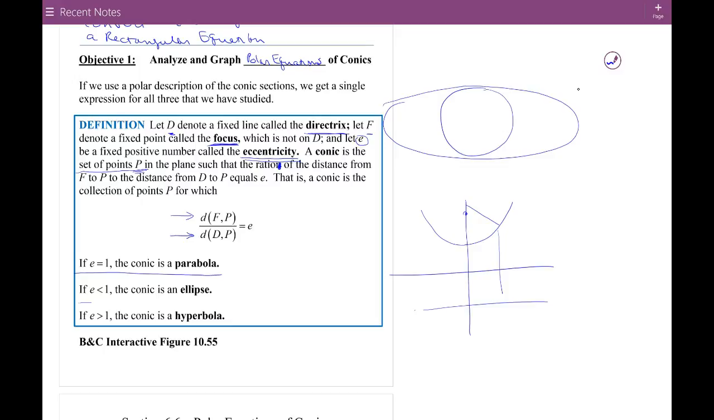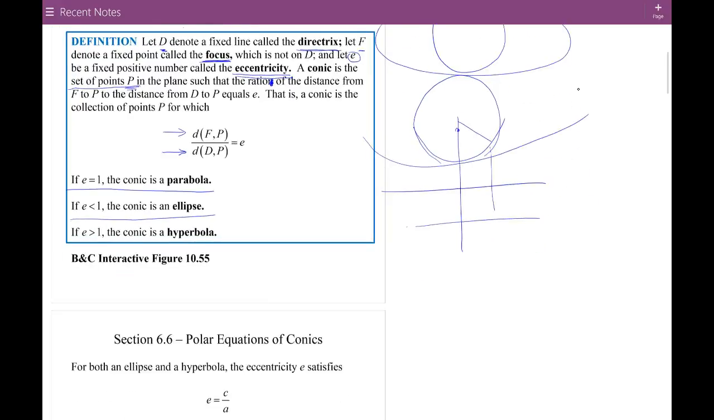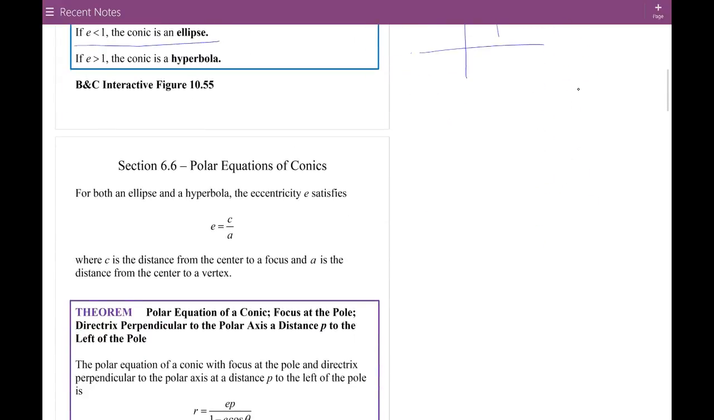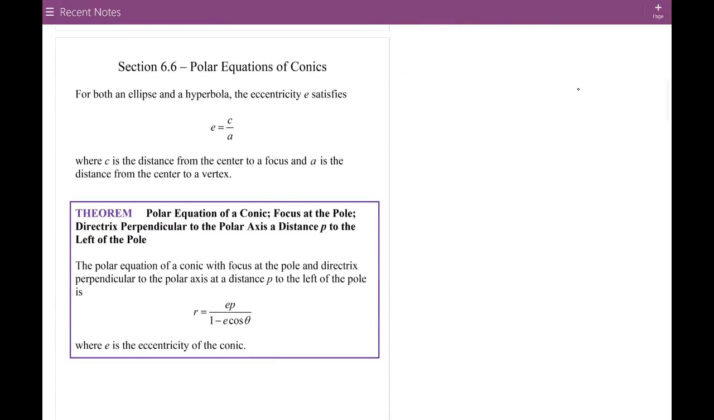If e is smaller than 1, the conic is an ellipse. So the distance from the focus to the shape is smaller than the distance to the directrix, and that makes the shape close up and become an ellipse. Then if e is greater than 1, the shape opens out and becomes a hyperbola. So I'll show you an interactive figure on Wednesday to help make that clearer.